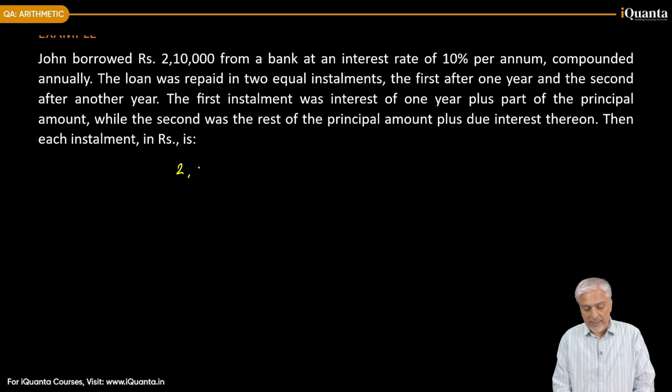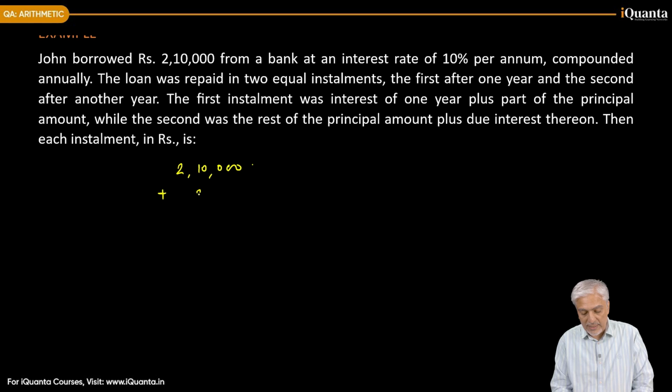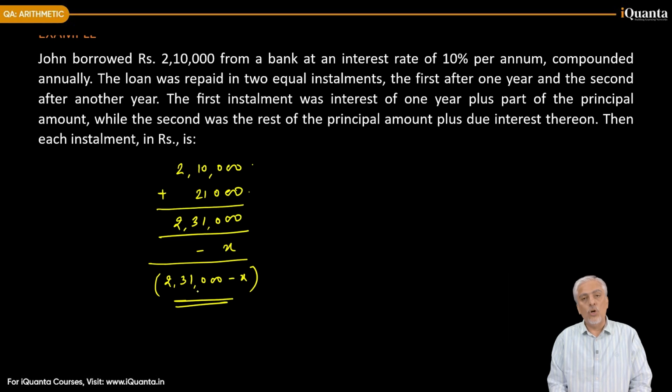I had borrowed 2,10,000, right? Let's see what would happen after 1 year. After 1 year, the bank charges me 10% interest. That means the bank says that you have to pay us 21,000 more. That means at the end of 1 year, I have to pay the bank 2,31,000. I don't have the whole amount and I tell them, okay, I'll pay you X rupees today. Bank says, okay, great. We will cut X from this, which means the balance amount which you still have to pay is 2,31,000 minus X, on which the bank again charges 10%.